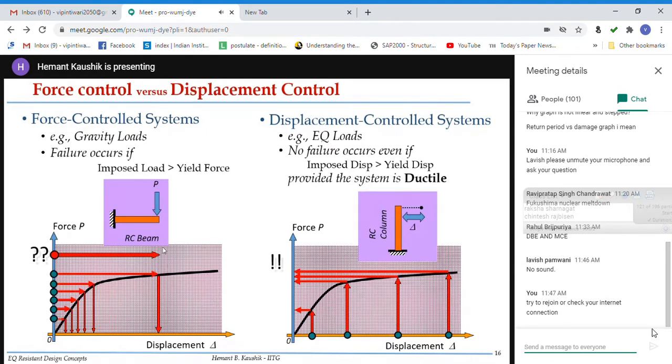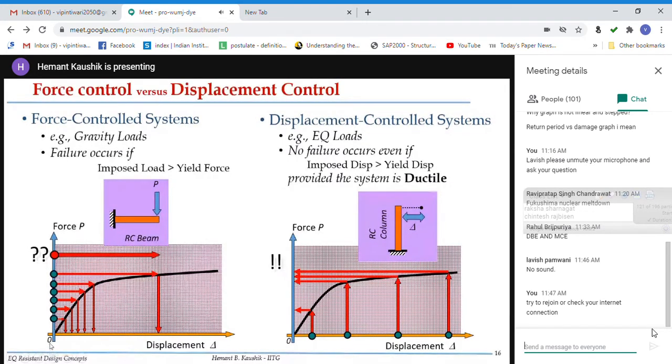Now let us discuss what is force controlled versus displacement controlled. If you remember, we said that the earthquake loads are displacement controlled, but the wind loads are force controlled. So if you have a simple RC beam, like here, fixed at one end, and you're applying this load P, you keep increasing the magnitude of this load, and you're plotting that magnitude of load here against the displacement delta that this beam is undergoing. So this is equivalent to the earthquake load, gravity load. Now failure will occur if the imposed load, this P, is more than the yield force. Now let us see why failure will occur.